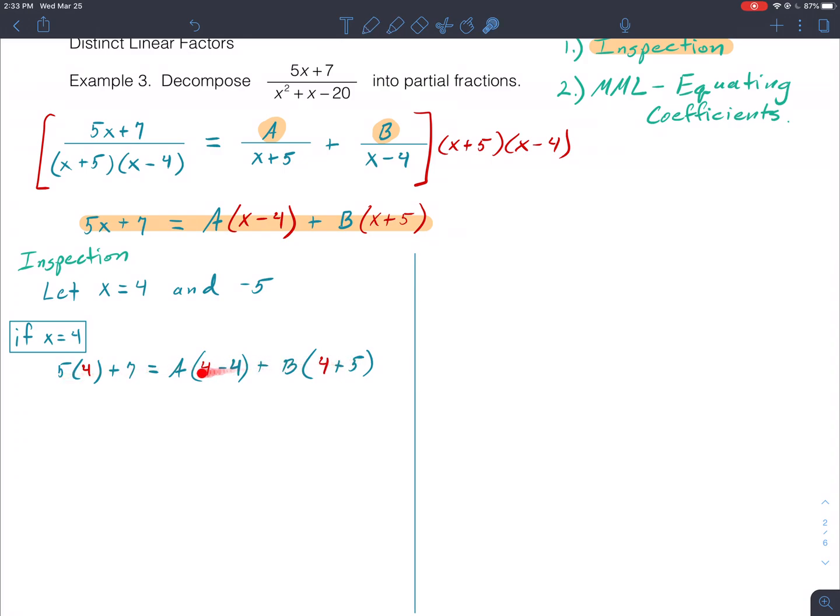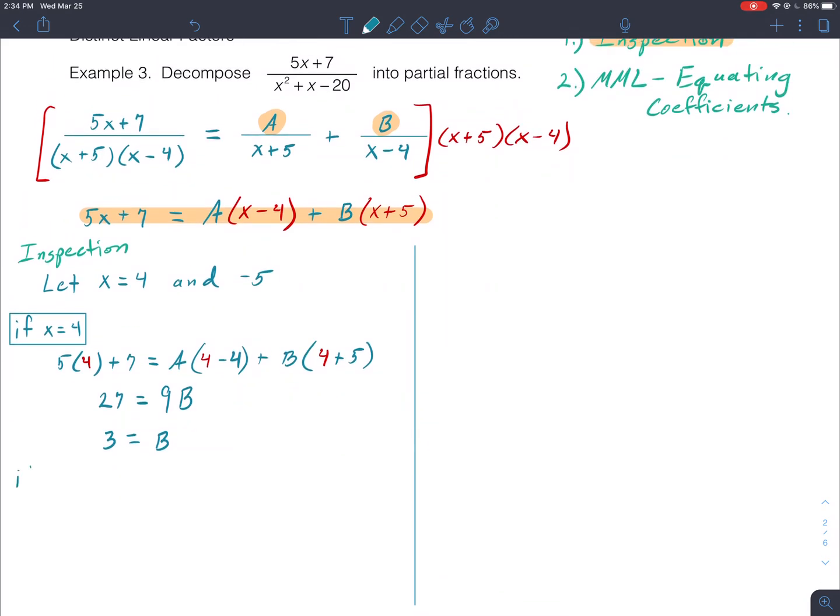Will turn into this. If I simplify that, that gives me 27 is equal to, notice what happens to the a. This is why I'm letting x be 4. If I let x be 4, then I'm multiplying by 0 and the a disappears. So I'm left with just 9b. 5 plus 4 is 9, and 9 times b is 9b. Which means when I divide, b must be 3. And I have found the value for the numerator.